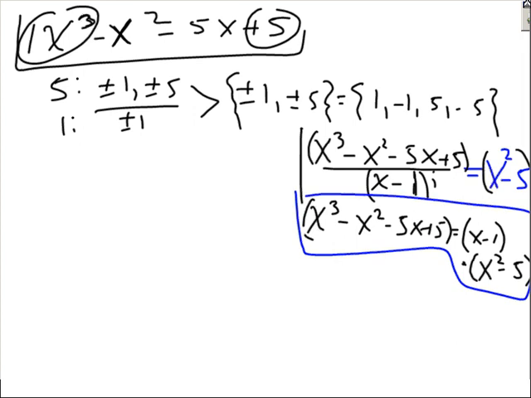Now I'd like to factor some more. x cubed minus x squared minus 5x plus 5. This is equal to x minus 1 times what? Can we factor x squared minus 5? And the answer is yes.